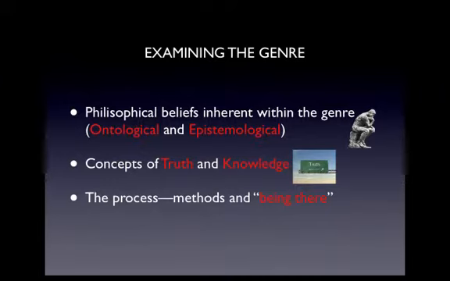To better understand the value and limits of fictional representation, a thorough examination of the genre is necessary. Here we will examine the qualitative genre of fictional representation as follows. First, the assumptions and philosophical beliefs inherent within fictional representation will be explored, including the epistemological and ontological underpinnings. Second, we'll look at concepts of truth and knowledge. And third, the process in which fictional representations are created will be discussed, specifically the methodology and criteria of being there.